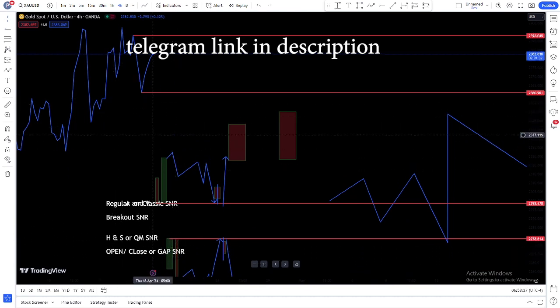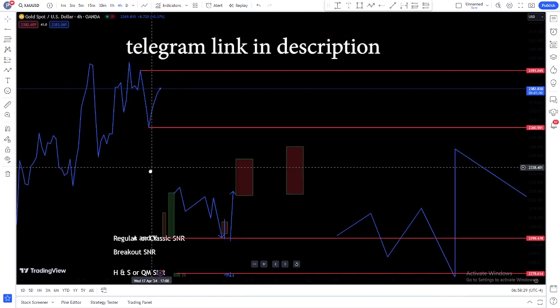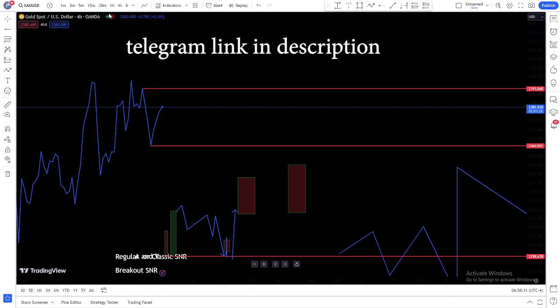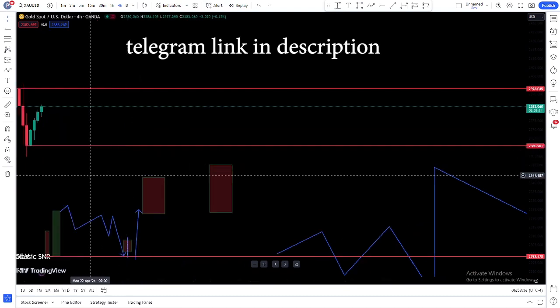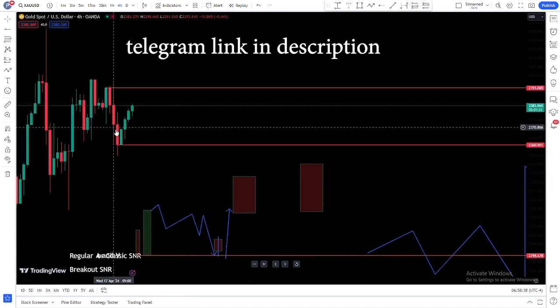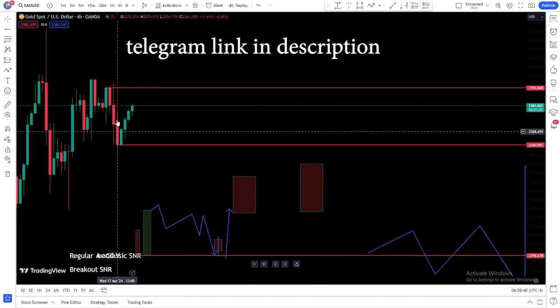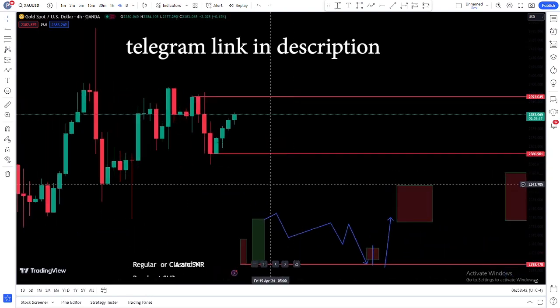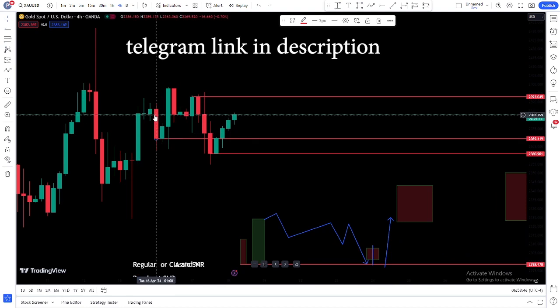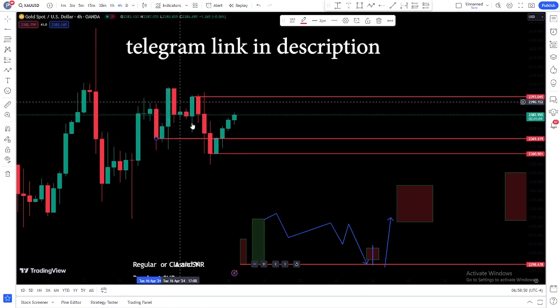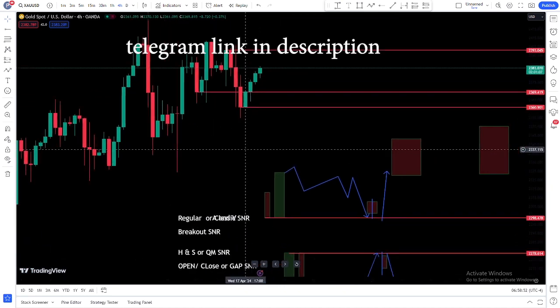Now, look at what we can expect when the market comes back to this kind of level. First, we see a rejection, and eventually we are seeing a down movement. Also, if you look at this one here, we have a V shape, which is a red candle and a green candle, and see the reaction here, and eventually we are seeing the market goes to the upper side. So this is what we are calling a regular or classic SNR.